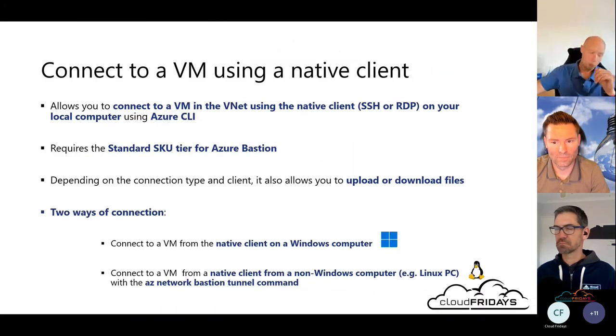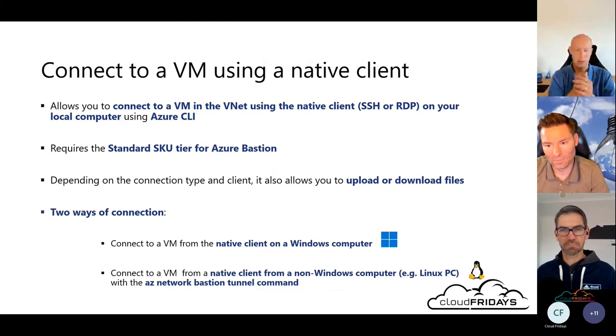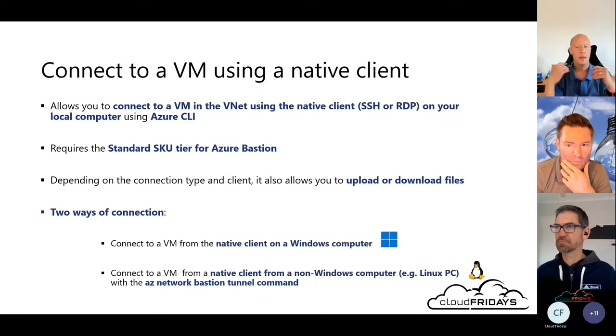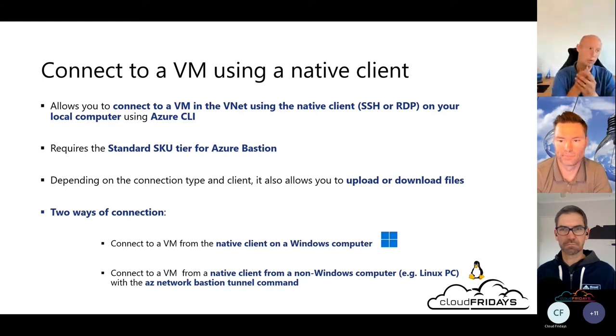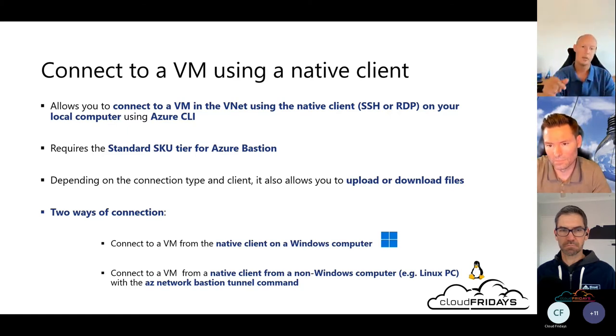How to connect from your on-prem or your own device? You need the standard, of course, the standard SKU. That's a prerequisite, but you can use the Azure CLI. So open up this Azure CLI and you connect to your tenant, of course. And then there's a command to connect to your virtual machine. And it's using your native client on your device to connect to your virtual machines. But the good thing is it's not through a PIP to your virtual machine, it's through the Bastion host that you will be connecting. So that's always a good thing. You don't need those PIPs anymore. And it allows you to upload and download files. And it's possible to connect to both Windows devices, Linux devices, but also from Windows computers and non-Windows computers. So if you are a Linux guy, you can still connect to your VMs on Azure.